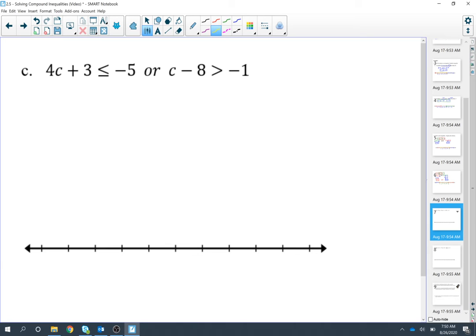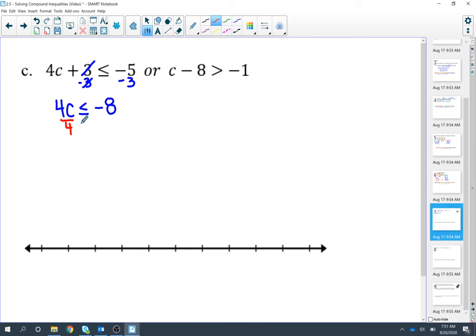Letter C. 4c plus 3 is less than or equal to negative 5, or c minus 8 is greater than negative 1. Now notice the difference here. This time they specifically wrote or, which means this is not an intersection, this is a union. When you solve a union, you just solve each individual inequality. So I'm going to start with 4c plus 3 is less than or equal to negative 5. I'm going to subtract 3. 4c is less than or equal to negative 8.